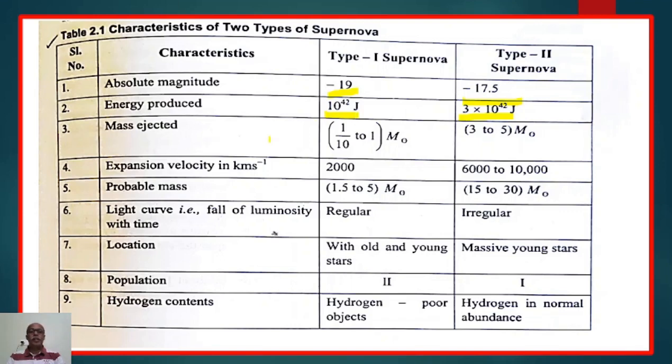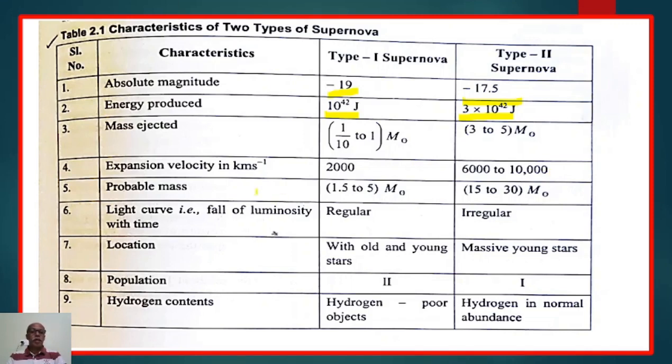The mass ejected in type 1 supernova is 0.1 to 1 times the solar mass, and in the case of type 2 it is 3 to 5 times the solar mass. When there is a supernova explosion, the contents after the explosion will move at a speed of 2000 km per second for type 1, whereas in the case of type 2 it moves with a speed of 6000 to 10,000 km per second.